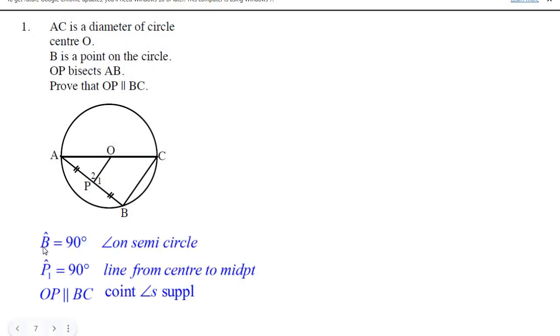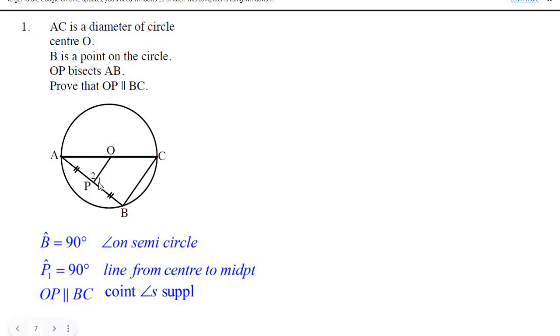So here's the answer. B equals 90 degrees. Why is that? Because of an angle on a semicircle, angles on a diameter. But P1 is 90 degrees because the line from the center to the midpoint bisects the chord. It cuts it into two equal pieces. A line from the center to the midpoint is 90 degrees. That's the theorem. I just said it wrong the first time there.